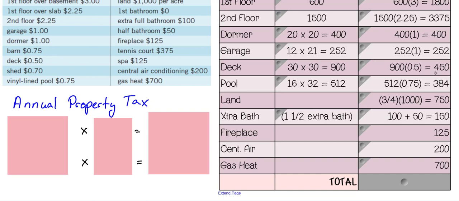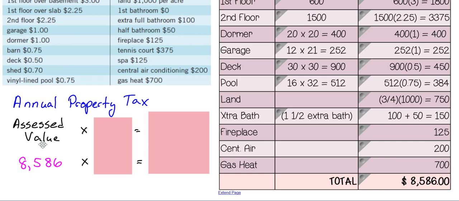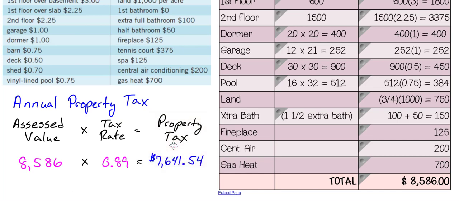We have to add everything in the right column. A total assessed value of $8,586. So you would then take, to figure out what your annual property tax is, the assessed value of $8,586, multiply it times the 89% in decimal form, and the property tax for the year, so remember this is annual property tax, would be $7,641.54.